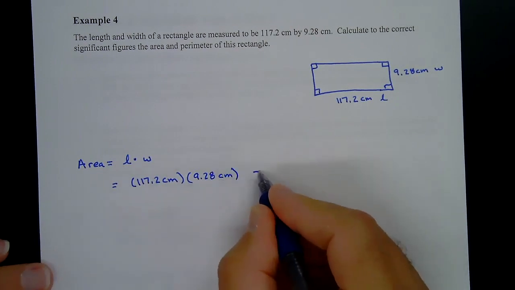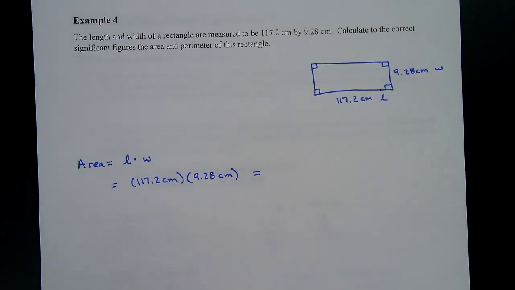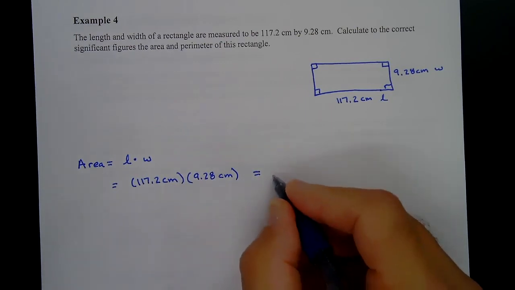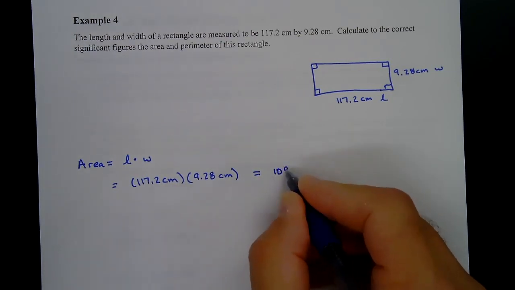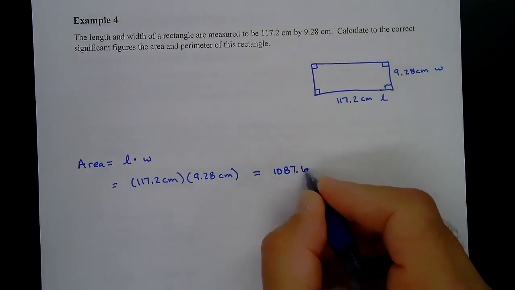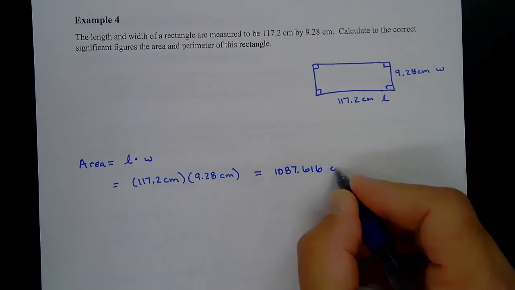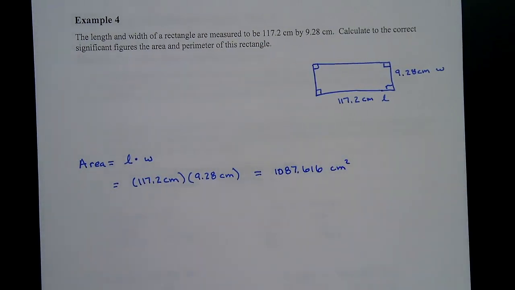Okay, and then that would give me, I'm going to put that in my calculator. I'm going to give you the entire answer the calculator gives me, and you should do that. 117.2 times 9.28, and we get 1087.616, and this would be centimeters squared. But how do we report our answer? So we're not done yet because we haven't reported our answer, okay?